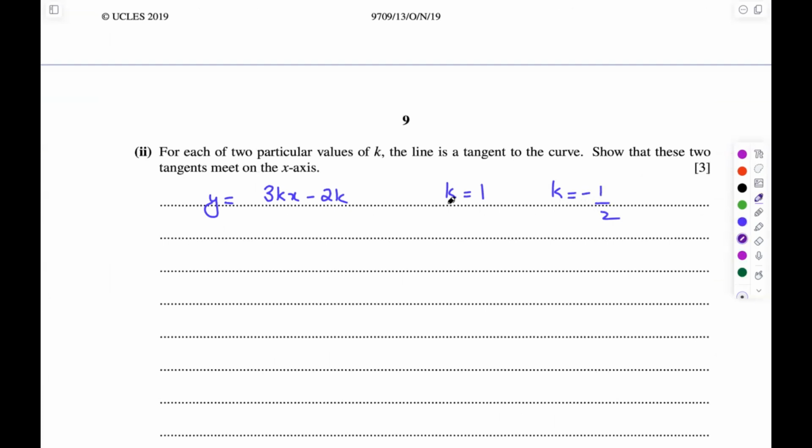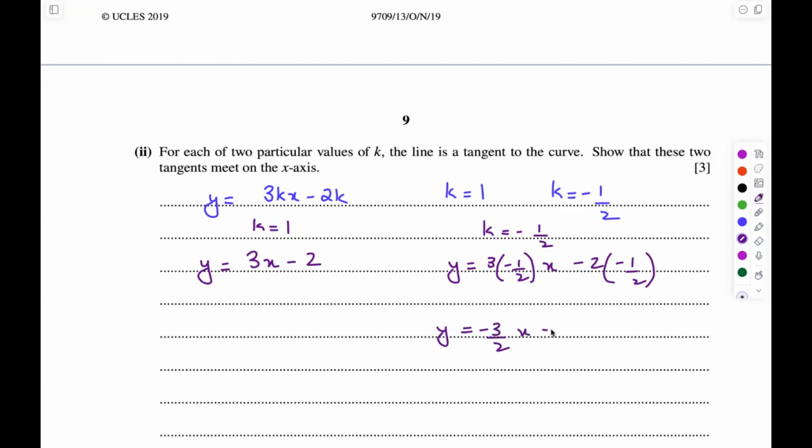So substituting these values, substituting 1, we'll get one of the equations of the tangents as y equals 3 into 1, so that will become 3x minus 2 into 1, so that will become 2. In this case, we substituted k equals 1. And now substituting k equals minus 1 upon 2, this will become y equals 3 into minus 1 upon 2 into x minus 2 into minus 1 upon 2. Simplifying this, we'll get y equals minus 3 upon 2 x plus 2 upon 2, so that will be equal to plus 1.